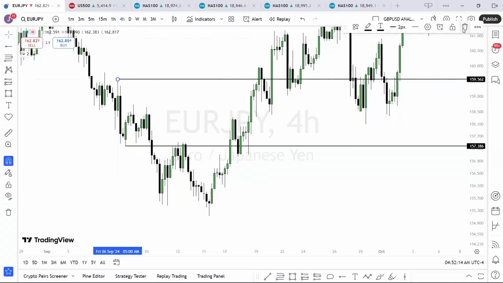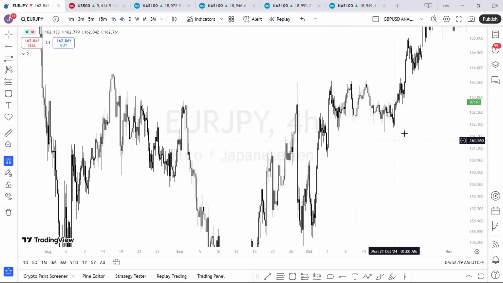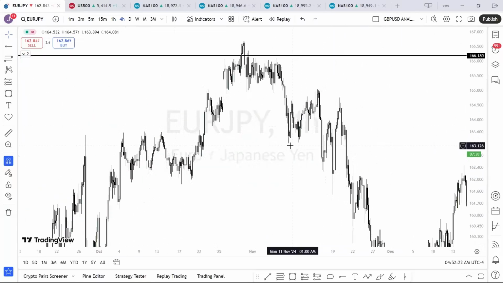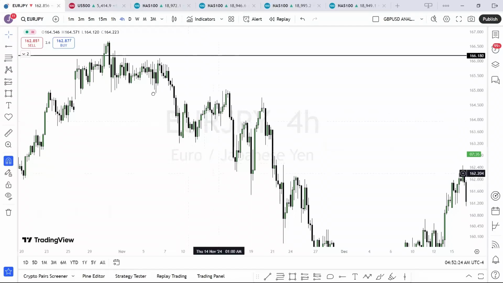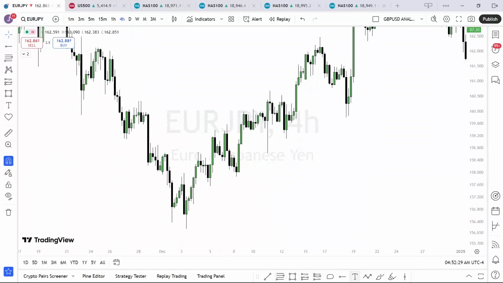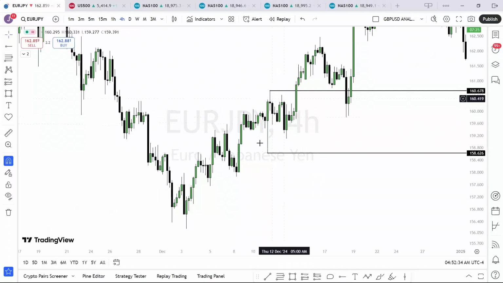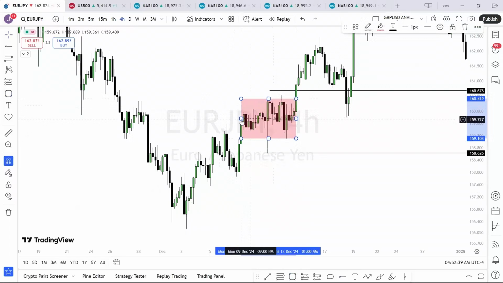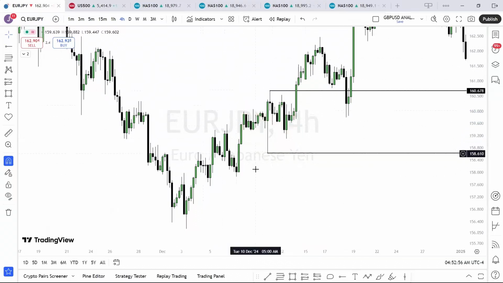Okay, so let's look for one more example. Let me just take this out so it doesn't mess up the chart. Let me look for a very good example. Okay, here's a good example. So you can see this range high and this range low. You can see how price started forming this consolidation from here. But like I said before, you want to be objective, you want your chart to be neat, to take away confusion and subjectivity. You want to identify the range high and the range low.